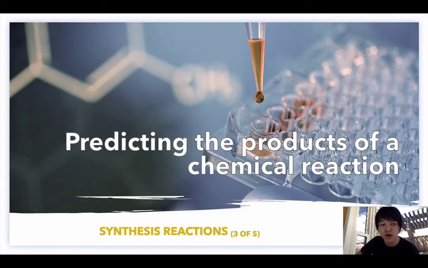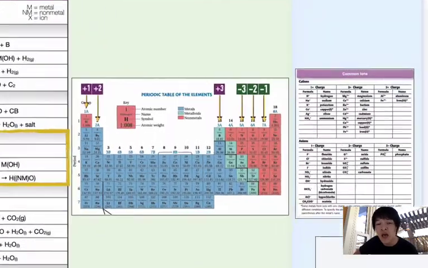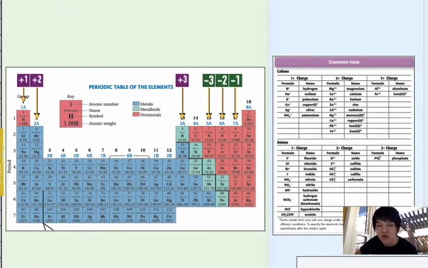This playlist is part of Predicting Products of Chemical Reactions, and this is our third video, which is on synthesis reactions. Now we're going to need the guideline for predicting products here. On the left, you're going to see a yellow box. Those are the reactions that we're going to focus on today. And just as before, we should know all of the ion charges. You have to be very comfortable with the positive charges and the negative charges.